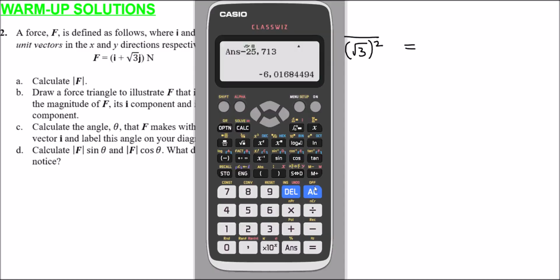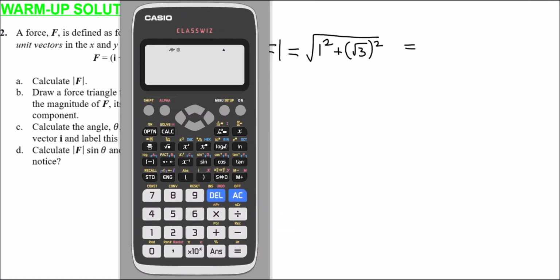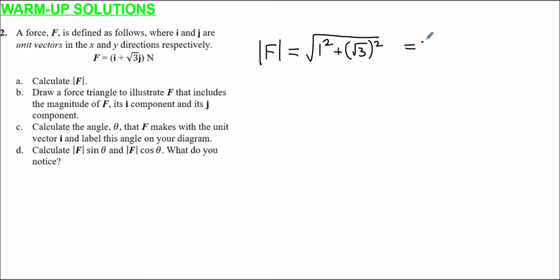If we just plug these numbers into the calculator and see what we get, 1 squared plus root 3 squared gives us precisely 2. So the magnitude of F is exactly 2 newtons.